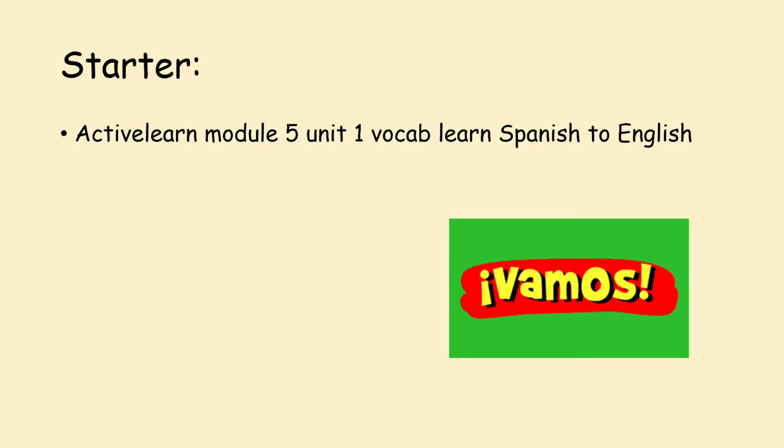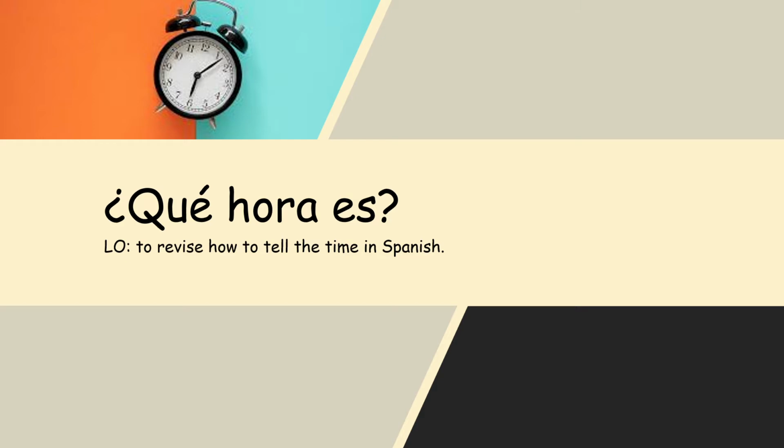Hola, chicos. So, your starter for today, it's a vocab learn. It's based on the vocabulary from last lesson. So, una ciudad, un polideportivo, un castillo. Log on to Active Learn and complete it there, please. Once you've done that, come back for the rest of the lesson, which is ¿Qué hora es?